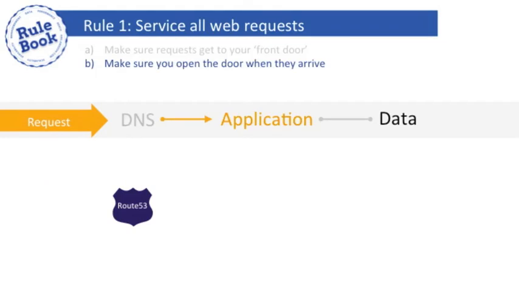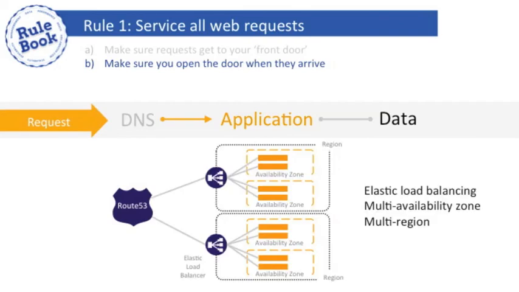The next part of that is that when they do get to your front door, make sure that you open it when they arrive. So this is all about a standard HA, high availability, high performance architectural pattern that you'll find in many of our materials on our architectural best practice papers on our website. And it starts with the use of availability zones within a region and the use of elastic load balancing across instances in those availability zones.